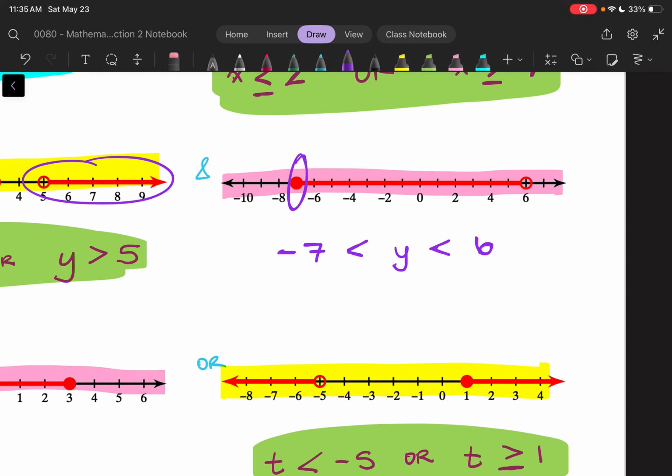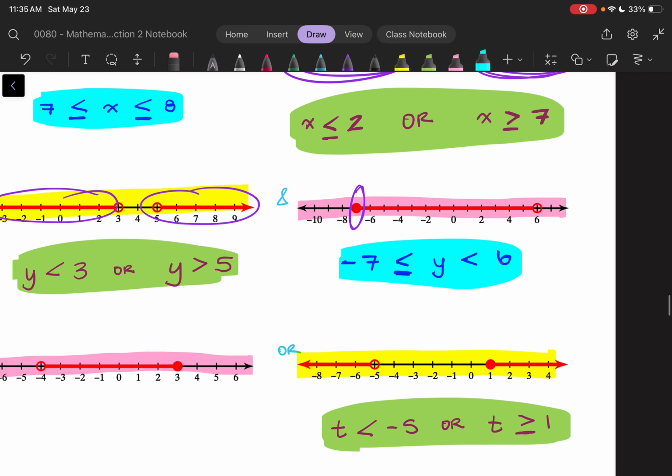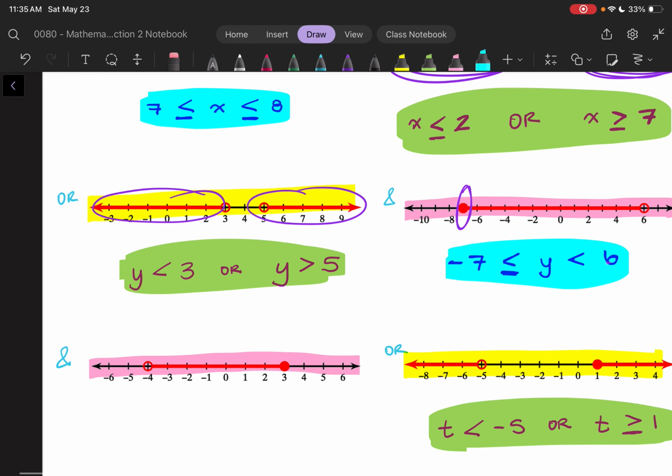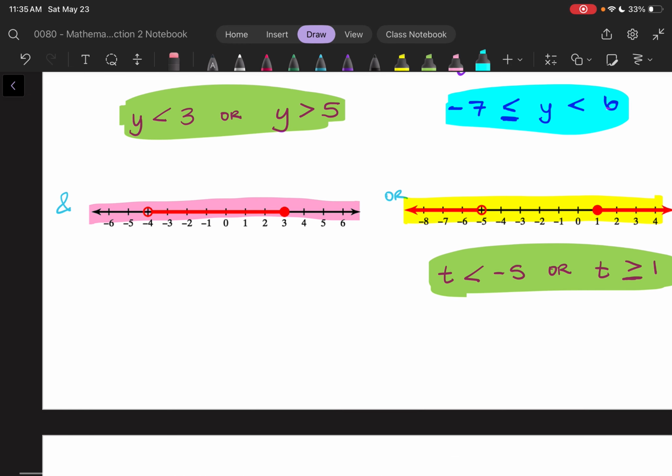And then last but not least, I'm going to decide if I need the "or equal to" portion at the bottom or not. For the -7, I do need one because it is a closed circle. For the 6, I do not need one because it's an open circle. And this is my final answer. Can you please try this last one on your own? Pause the video, give it a go.